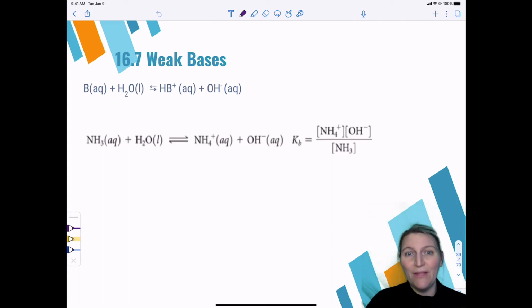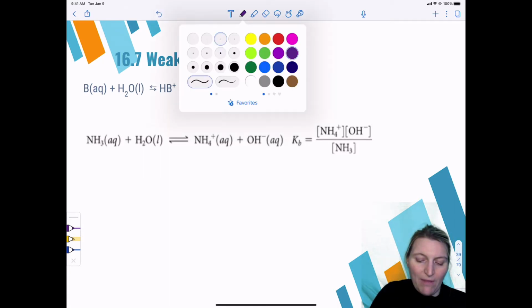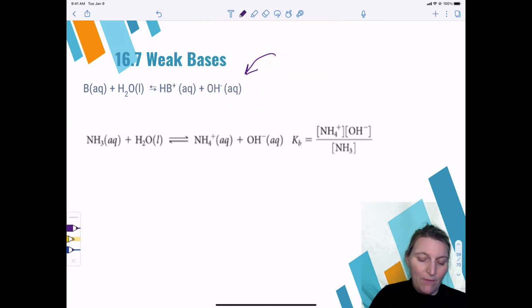Hi again. So we are moving on to weak bases. The math associated with finding the pH of weak bases is pretty much exactly the same as it is with weak acids. So first you can see the general equation for how a weak base reacts. I just put a general B down there for base.